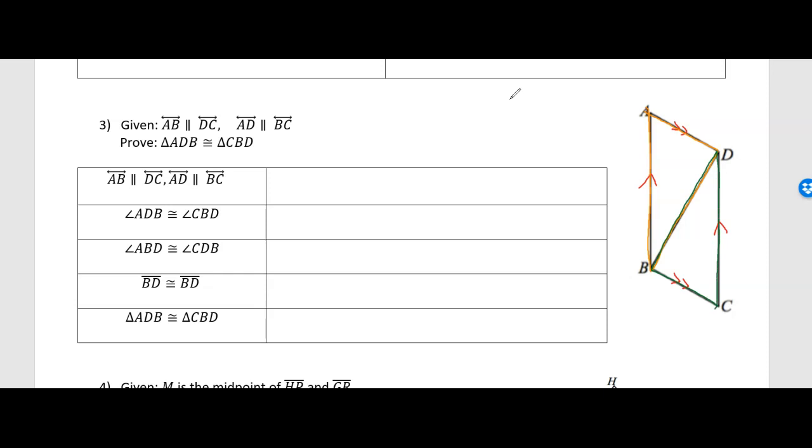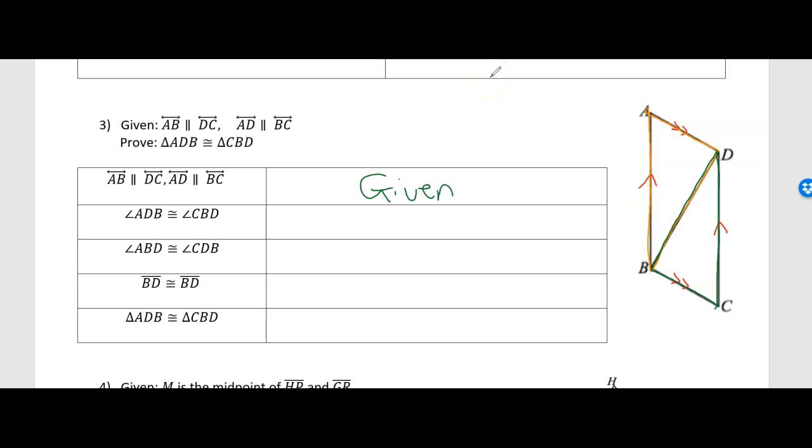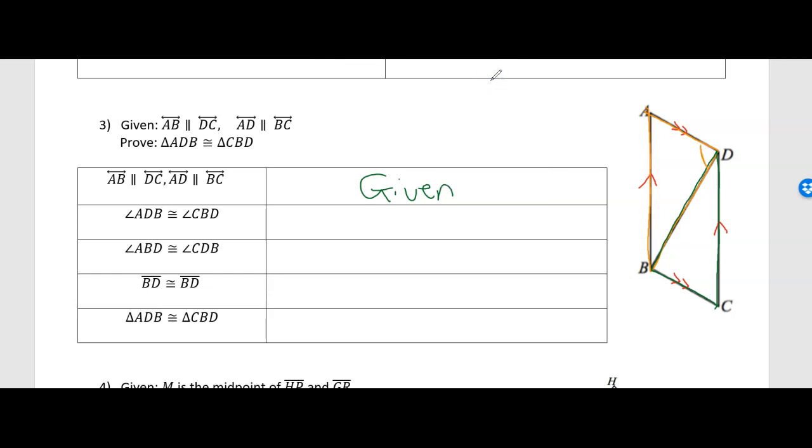All right, let's see what shortcut we can figure out. First statement's given. Then we're told that angle ADB is congruent to angle CBD. ABD, this angle right here, is congruent to angle CBD. Sorry, I marked the wrong angle. What am I doing? There we go. ADB over here is congruent to angle CBD right here.